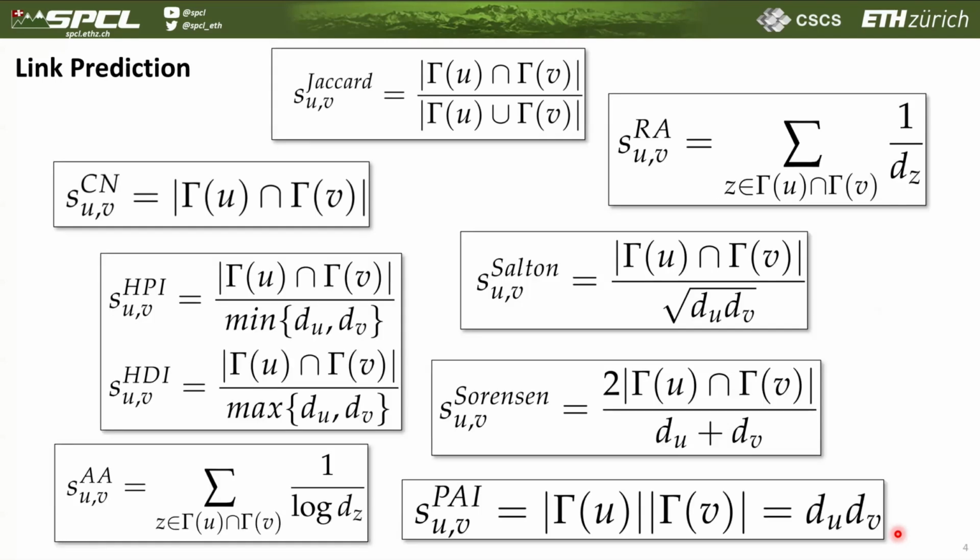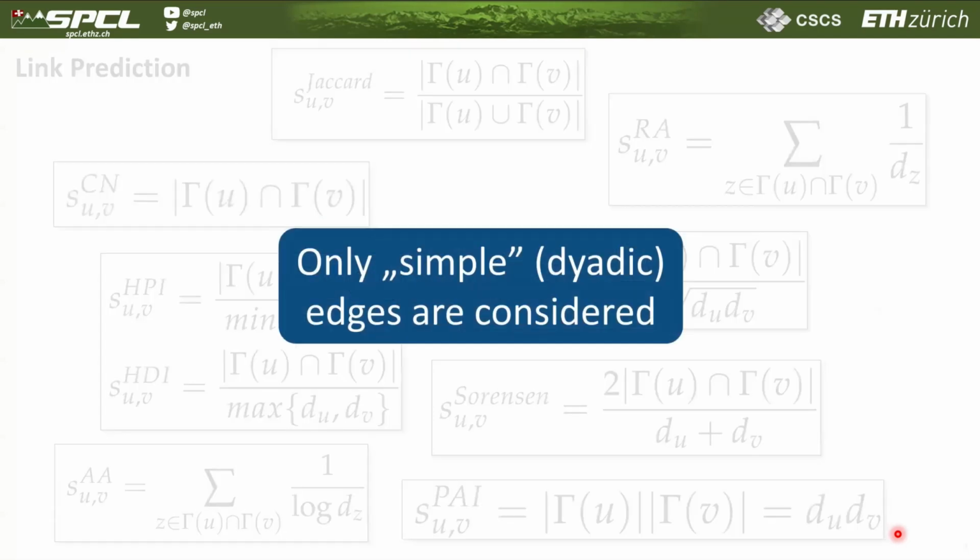There are more such schemes, and all of these schemes rely in one way or the other on simple dyadic edges. It's kind of obvious because we have a graph data set, which means we have vertices and edges between two vertices. One edge only connects two vertices, so it's natural that we consider these simple dyadic edges.